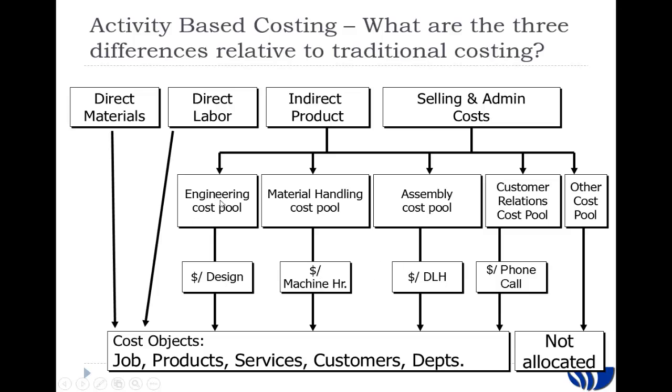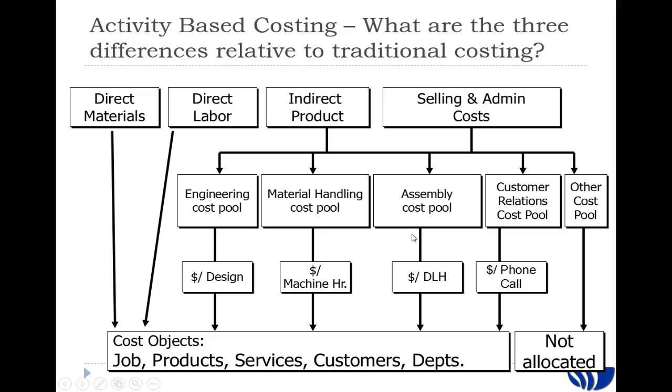So you can see engineering cost pool is going to be allocated based on the amount of design hours. Material handling cost pool will be allocated in proportion to the number of machine hours. Assembly cost pool in proportion to direct labor hours. Customer relations cost pool in proportion to the number of phone calls. And this other cost pool we're not going to allocate. Okay, so that's the biggest difference that probably stands out to you.